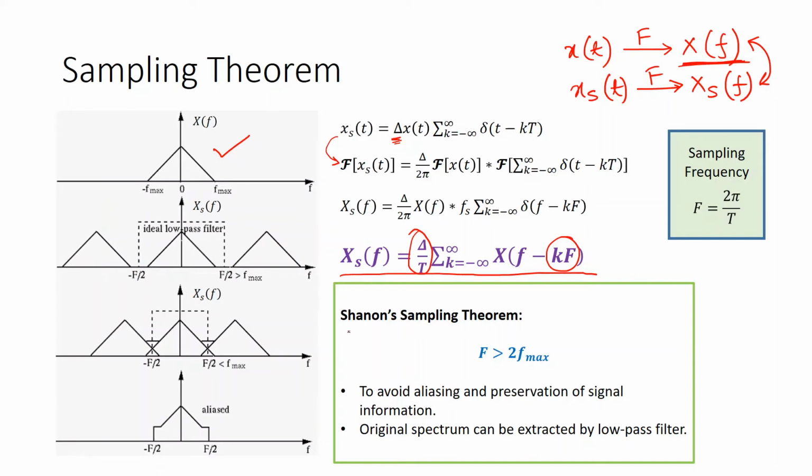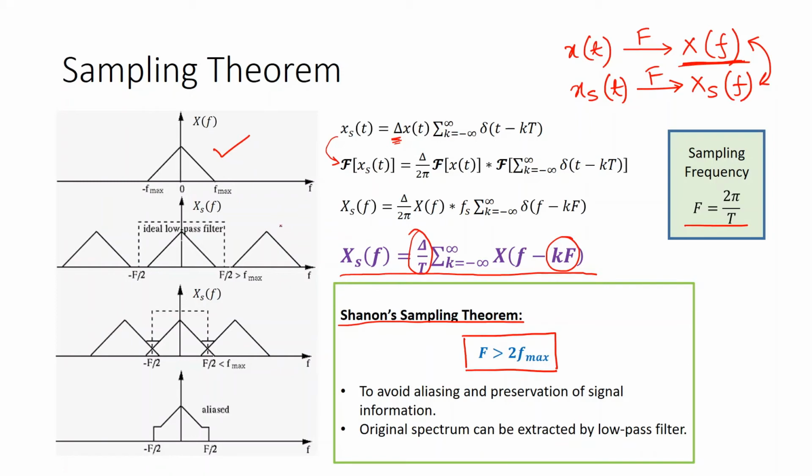Now Shannon's sampling theorem says that, if your sampling frequency, capital F, is greater than twice the maximum frequency of the original signal, then you will be able to recover the Fourier transform, that is the frequency spectrum of the original signal, from the Fourier transform of the sampled signal. Here T is the sampling period, and capital F is the sampling frequency, by the way.